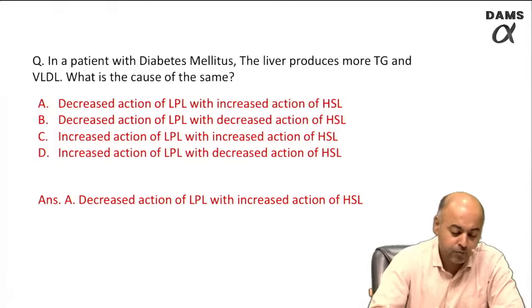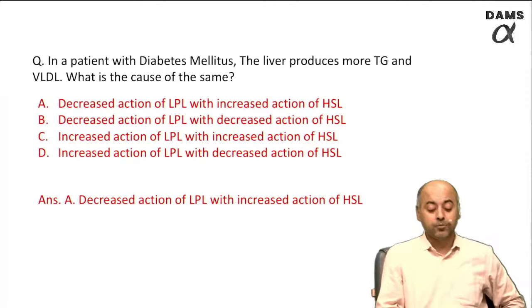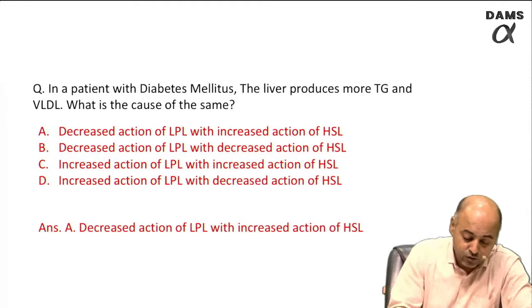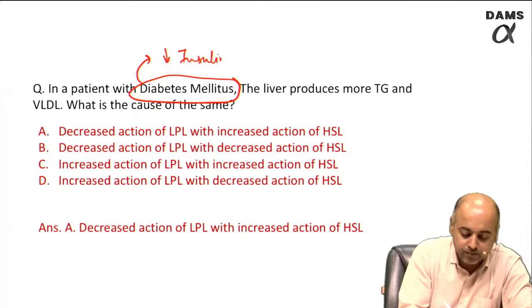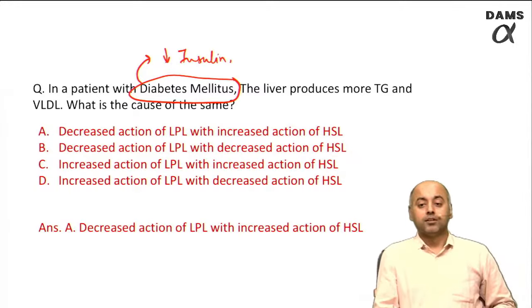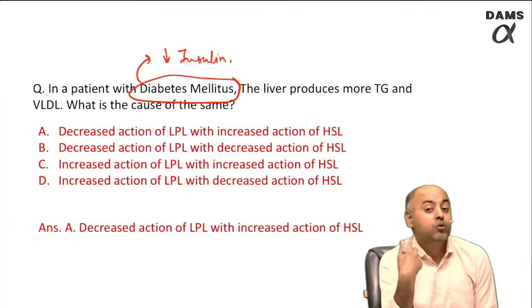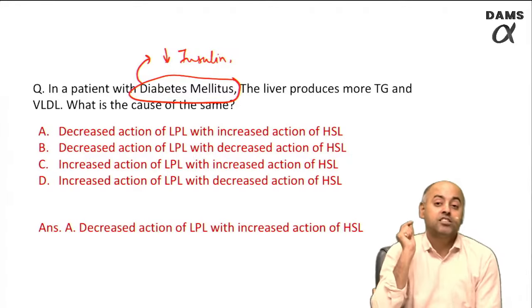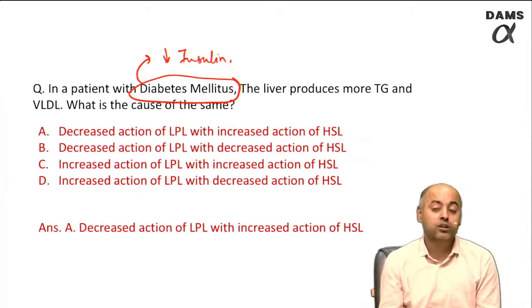Now very important are the effects seen in patients of diabetes mellitus. Here I want to emphasize that when we say diabetes mellitus, you have to understand that this is a condition with decreased insulin. Very simple. If you have type 1 diabetes mellitus, insulin production is less. If you have type 2 diabetes mellitus, insulin resistance is there, therefore functional insulin deficiency is there. So in those cases also, for all practical purposes, the concentration of insulin is less.